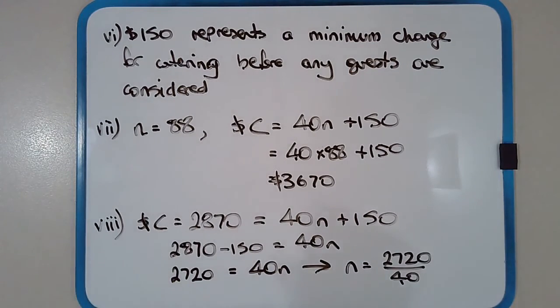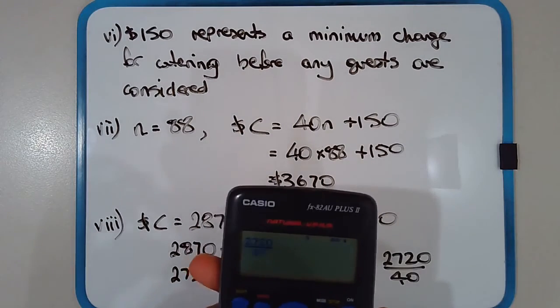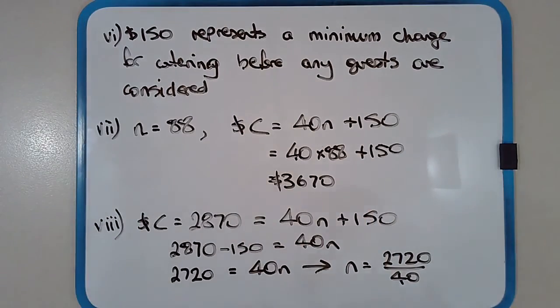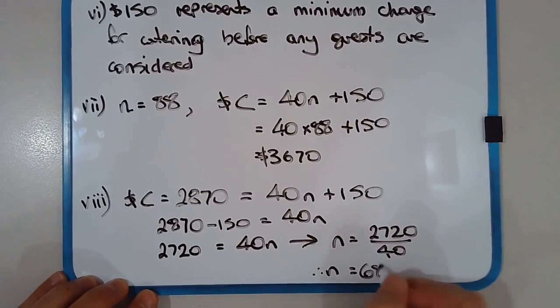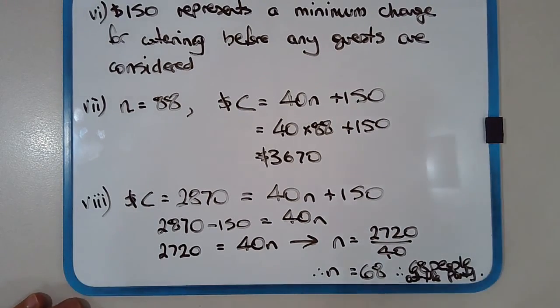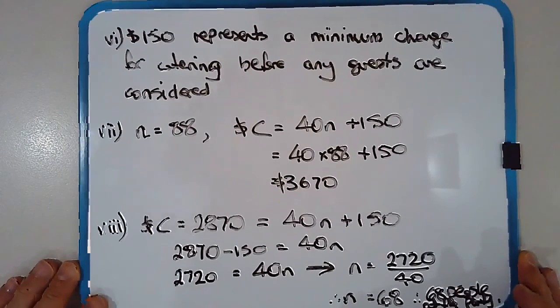Moving the 40 to the other side becomes a division, the opposite of what it's currently doing there, which is multiplication. 2720 over 40 is equal to 68. So n is equal to 68. Therefore, 68 people were at the party. Let's make a little conclusion there in plain English: 68 people were at the party. And that concludes this example.